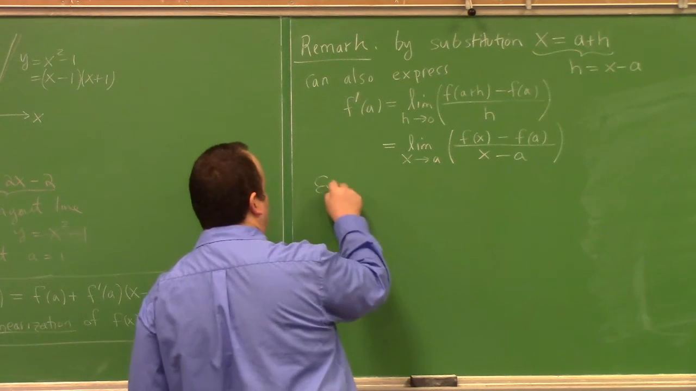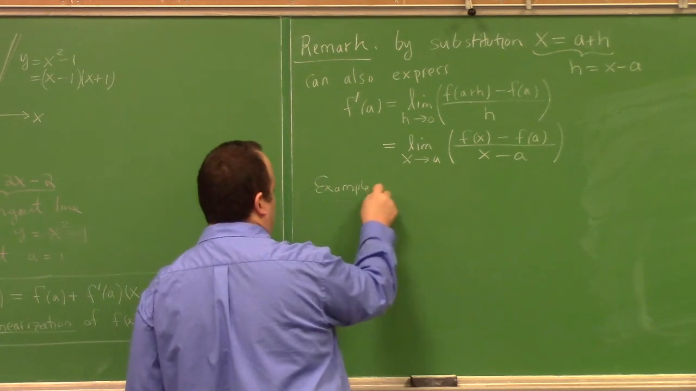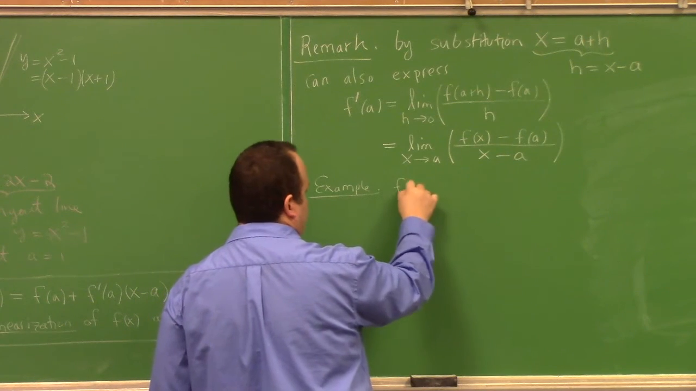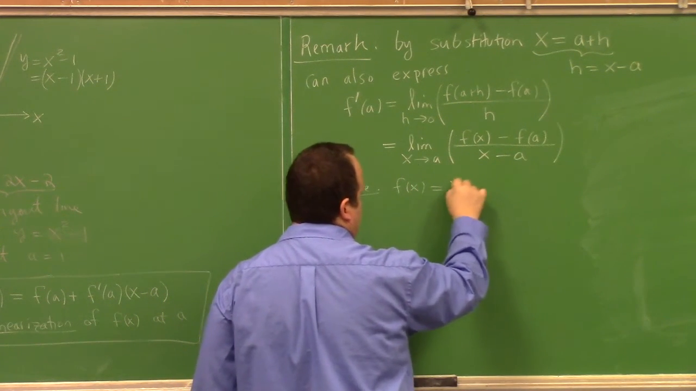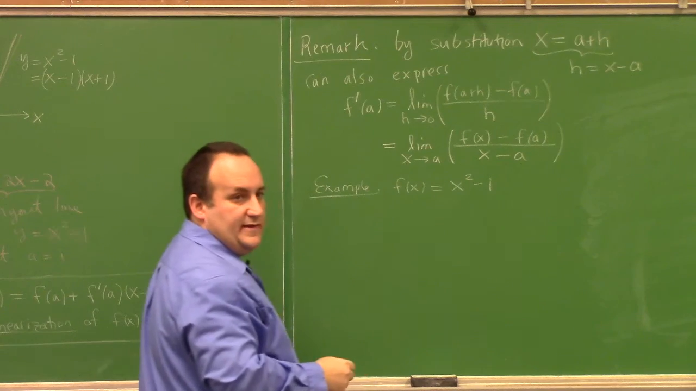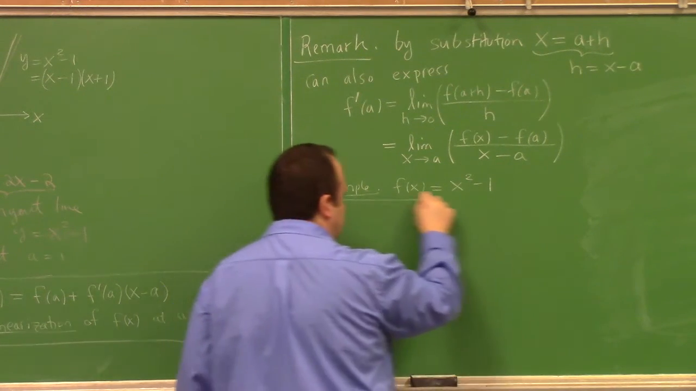So let's look at that. So again, f of x equal to, let's do x squared minus 1 again, right? And let's find the slope of the tangent at 1.